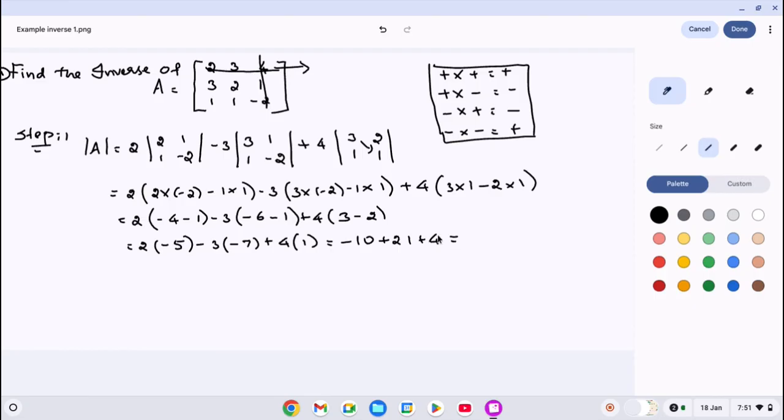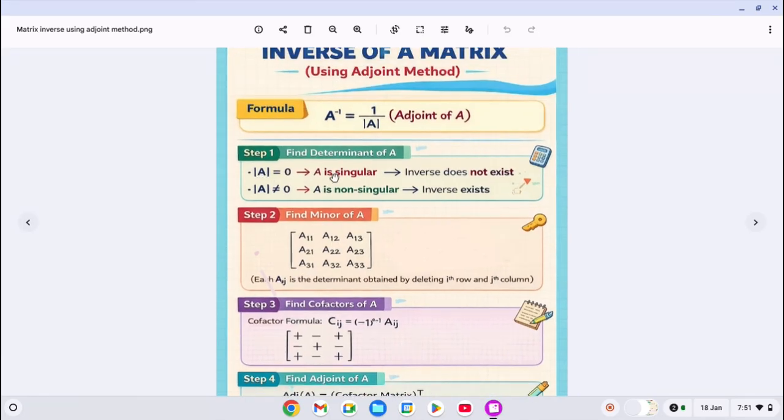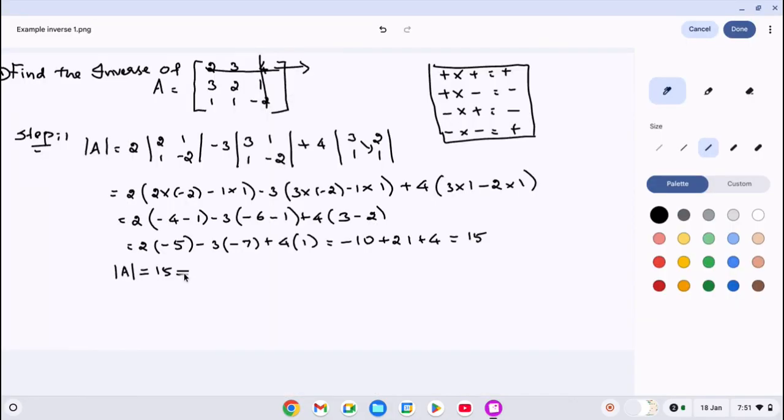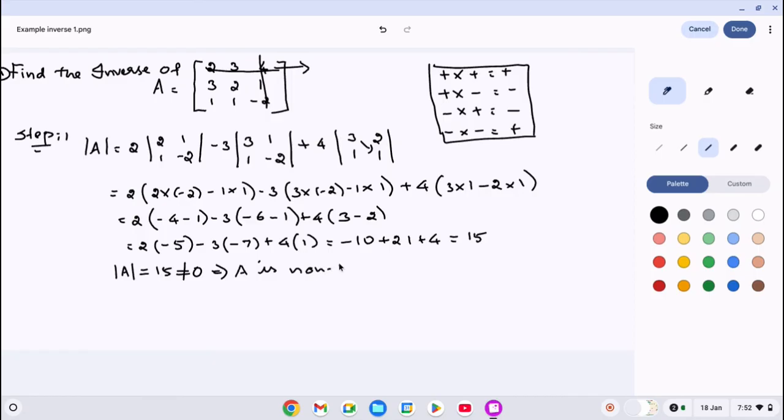So finally we get 21 plus 4 is 25, minus 10 is 15. So the determinant of A is equal to 15. Immediately after finding the determinant of A, you have to check whether it is singular or non-singular. Here what case arises? Determinant of A is not equal to 0. So we can say that A is non-singular. Then immediately you have to decide that A inverse exists. So we can go for step 2.